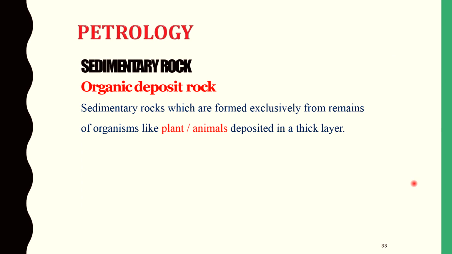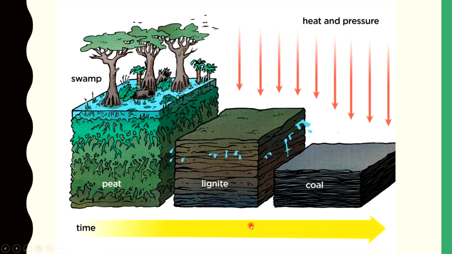Now, in sedimentary rocks, one more type is organic deposited rocks. Sedimentary rocks which are formed exclusively from remains of organisms like plants and animals deposited in thick layers are known as organic deposited rocks. These are the examples of organic deposited rocks. Because these rocks are formed due to remains of animals or plants, that's why they are known as organic rocks.